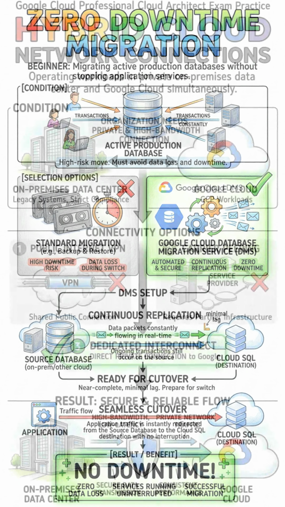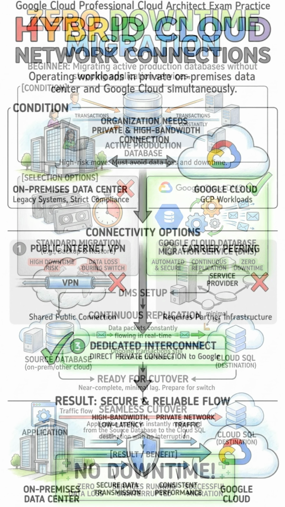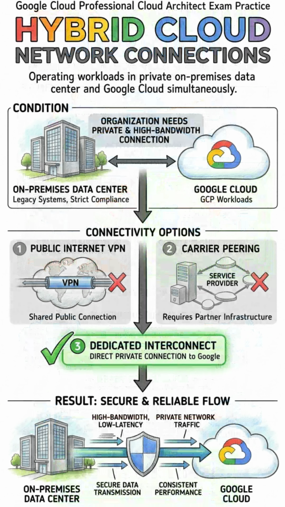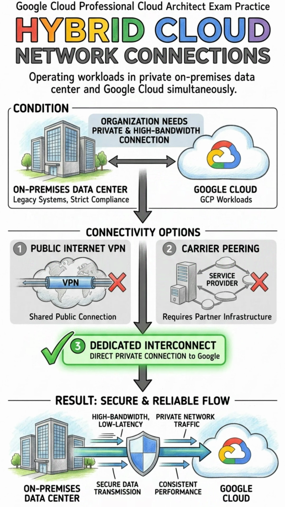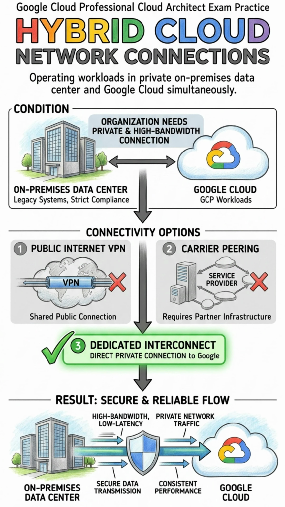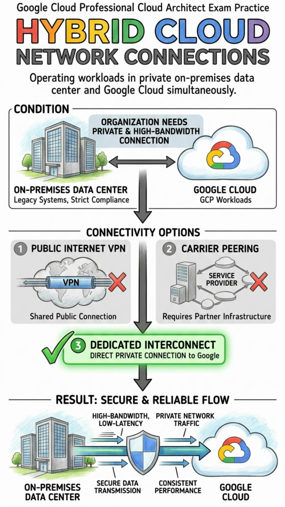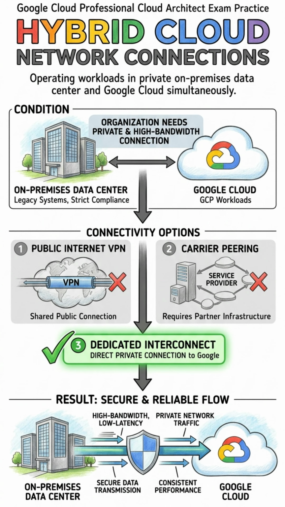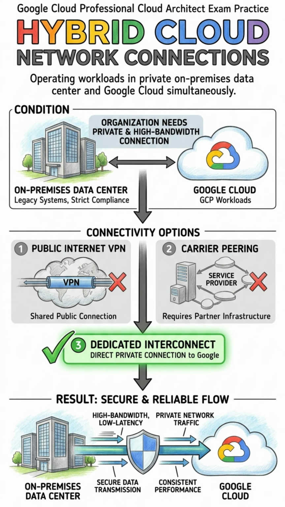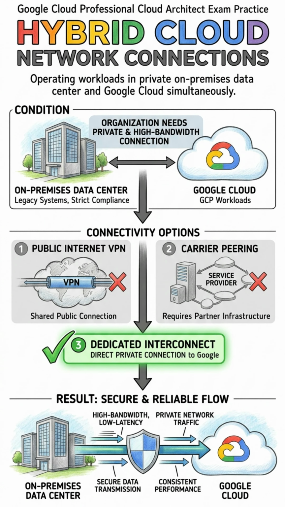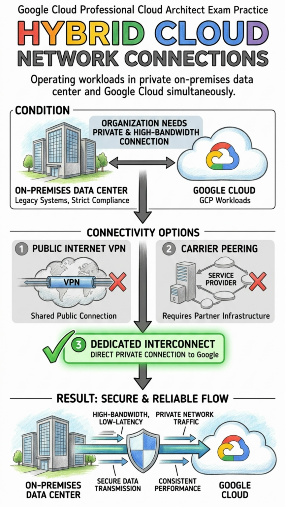Many large organizations cannot move everything to the cloud instantly due to strict compliance laws or heavily entrenched legacy systems. This reality creates a hybrid cloud architecture, where a company operates workloads in both the private on-premises data center and Google Cloud simultaneously. The exam will test your ability to design secure network connections, like Dedicated Interconnect, to ensure these two distinct environments can communicate seamlessly and privately.